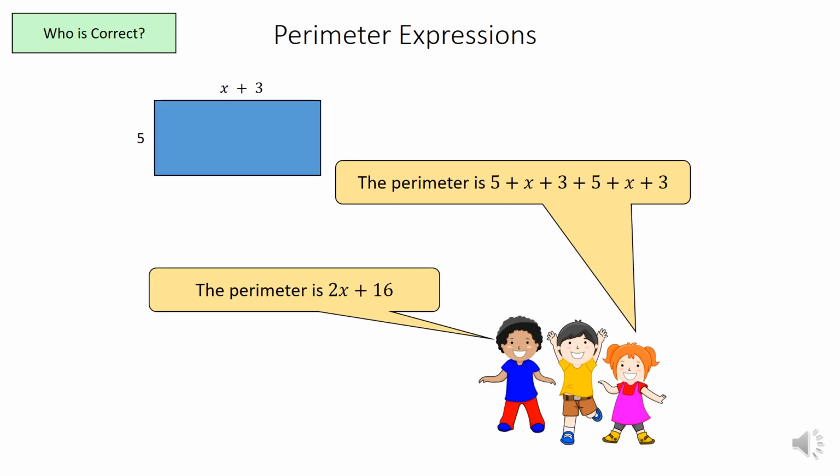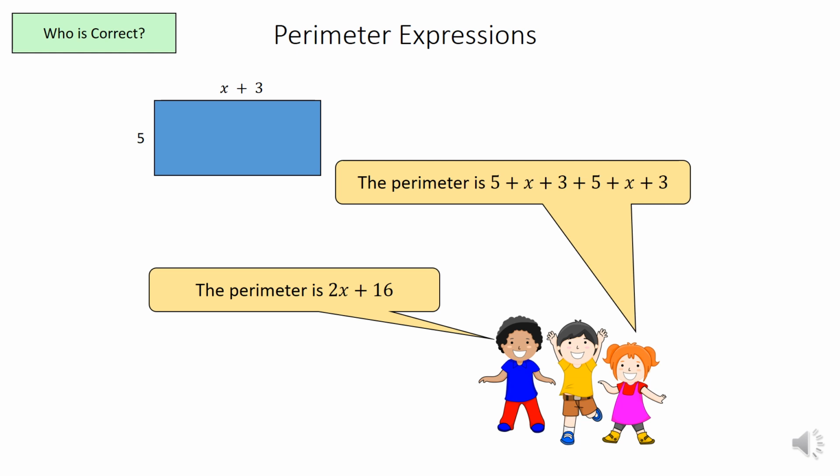Now, I want you to have a look at this shape and then look at the two statements that are being given. I want you to decide who is correct. I'll give you a few seconds to pause the video, have a think about it, and come back to me on who you think is the correct statement.